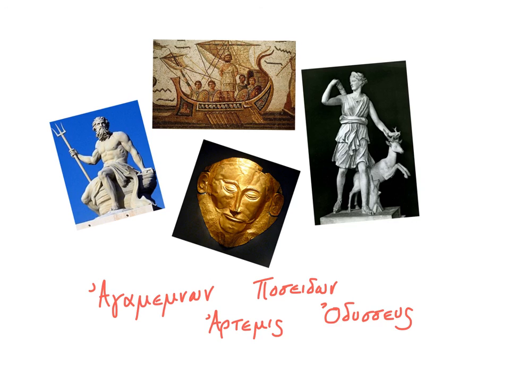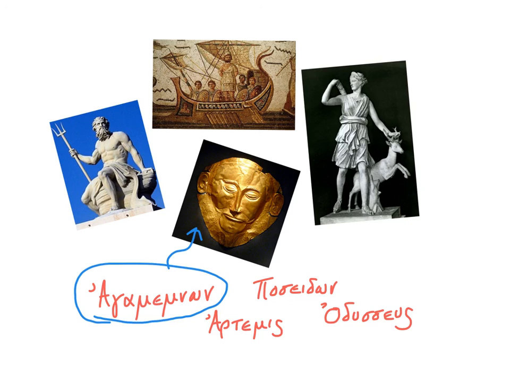Here are the names of 4 characters from Greek mythology and pictures, one to go with each name. Pause the video and see if you can work out which picture belongs with each name. I am now going to give you the answers. The first name here we have is Agamemnon, and that belongs with a picture here which shows the gold funeral mask of Agamemnon, which Schliemann, the German 19th century archaeologist, famously excavated at Mycenae.